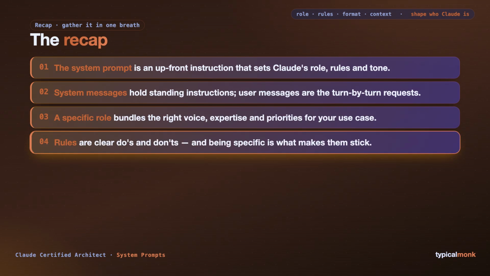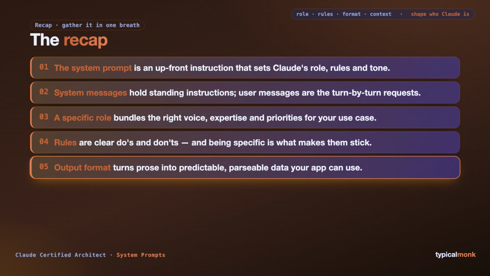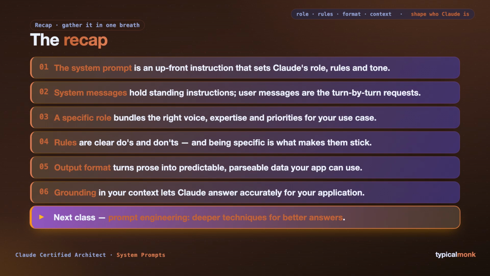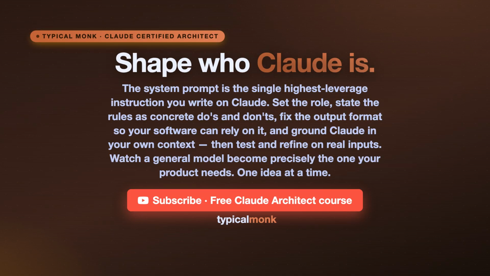Rules are clear: do this, don't do that, and being specific is what makes them stick. Specifying the output format turns prose into predictable, parsable data your app can use. And grounding Claude in your context lets it answer accurately for your application, not just in general. Next class, prompt engineering, deeper techniques for getting better answers, one idea at a time. That is the system prompt.